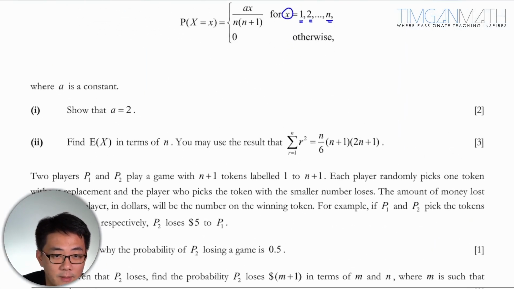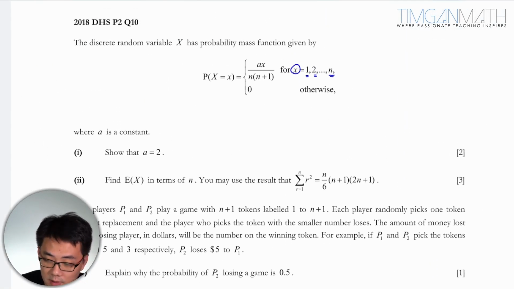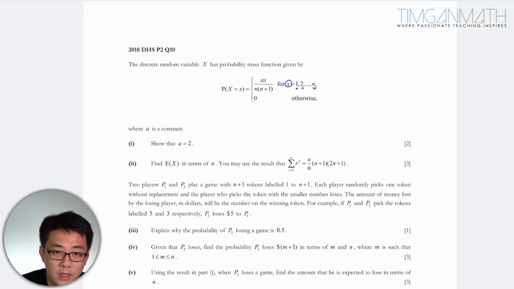So let's look at the second part. Find E(X) in terms of n. You may use this result here. So you're given this result. Let's see how you can do this. E(X) in terms of n.